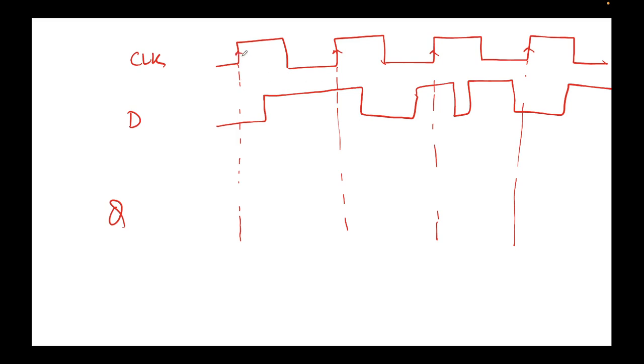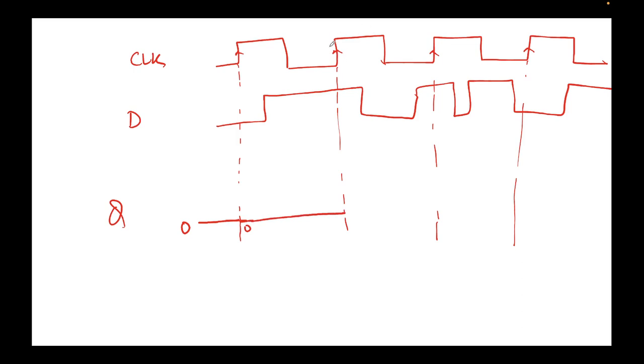When there's nothing happening over here, I'll assume that the initial Qn was 0. So what's going to happen at this clock edge? Now the D flip-flop can respond because the clock allows it to. You'll see that D is 0, so the output will change to 0. It was 0, and now it will again remain 0. It will remain 0 until the next clock edge.